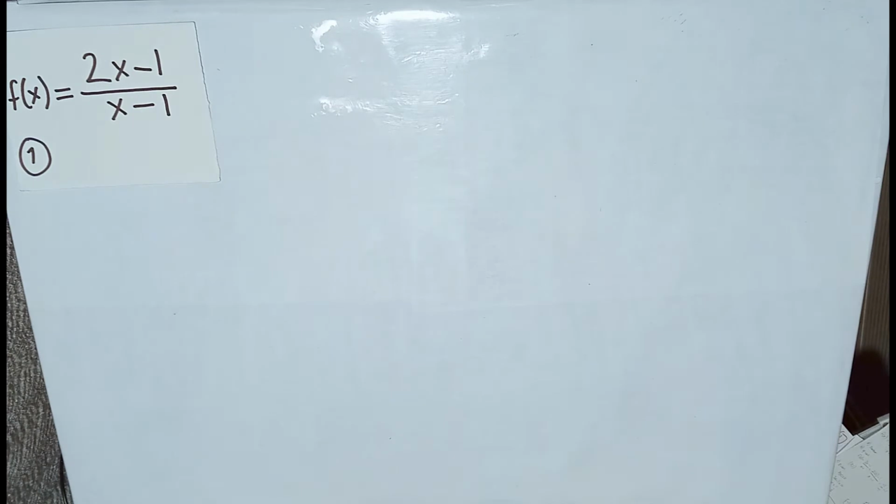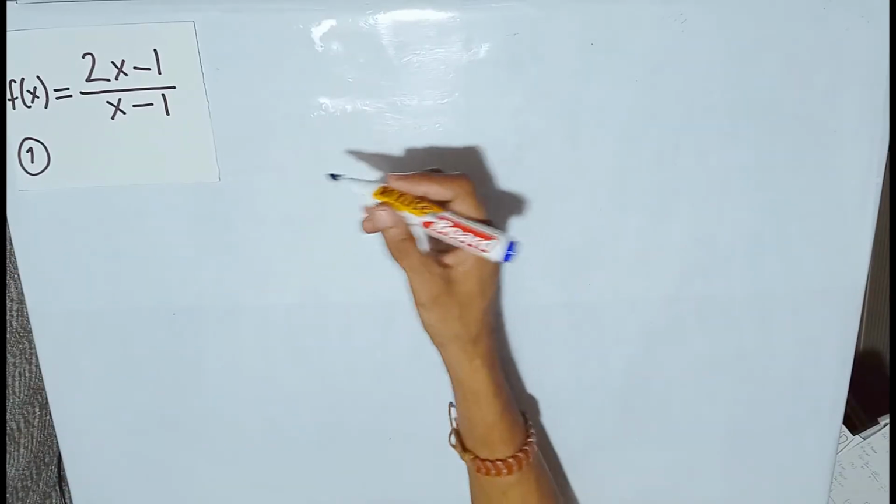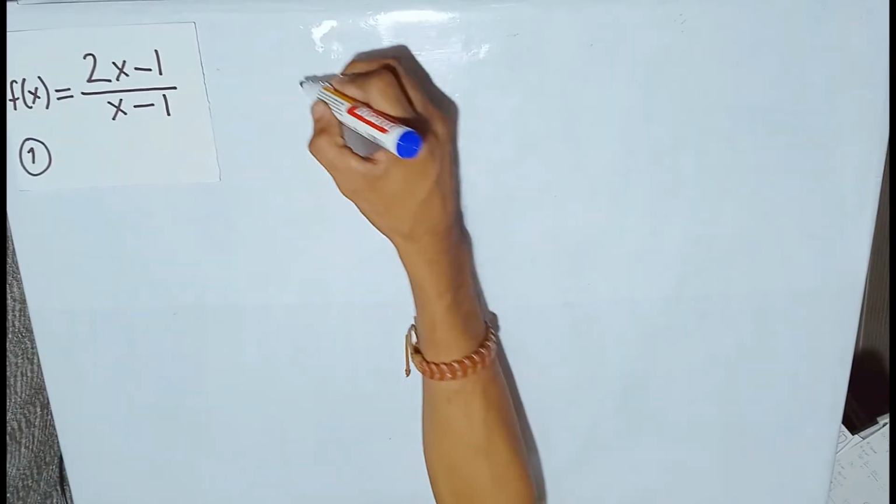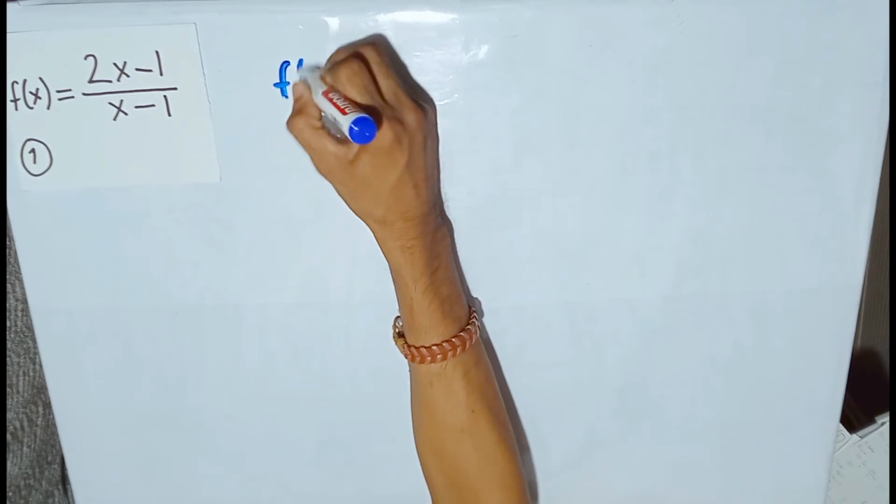The first step that we need to consider is to know if there is a y-axis symmetry, or if we have symmetry on the origin. So for us to find that, kailangan natin malaman kung odd or even function ba ang f of x na ito. So kailangan natin i-consider itong given na to.